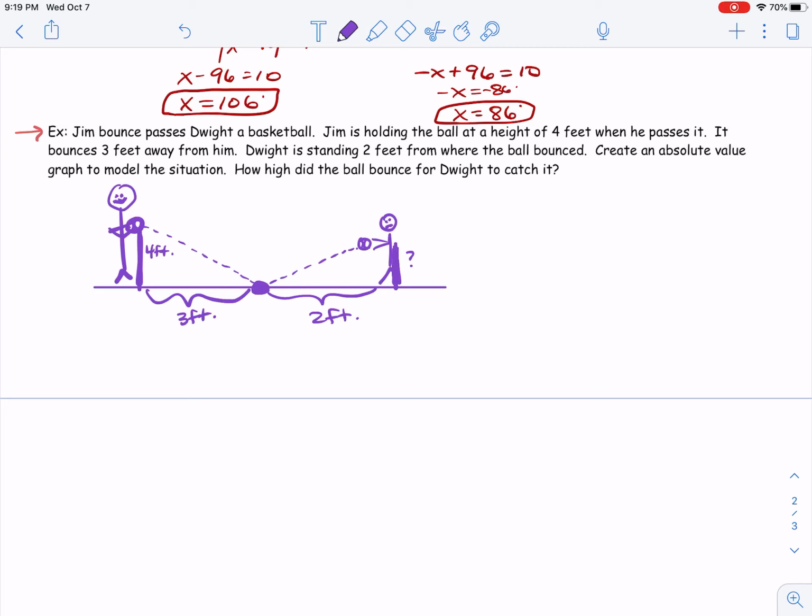So think of this as a coordinate plane. Let's say this is our 0, 0. Then this point here would be at 0, 4. This point here would be at 3, 0. This point here would be at 5, 0, because 3 plus 2 is 5. And then we have to figure out this point right here. We know that would be 5, something. We don't know. And so now we can see this V shape forming, right? And so that is our absolute value graph.